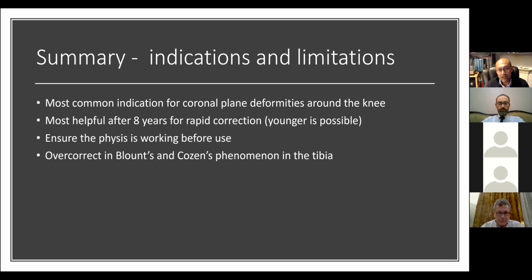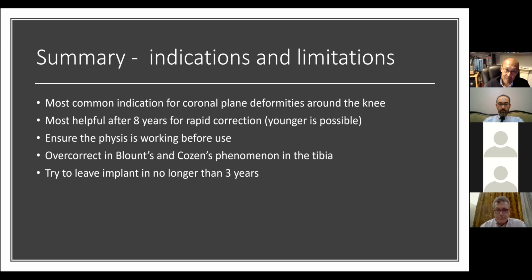And finally, there are 2 conditions you must remember to overcorrect, because it will be embarrassing if you get the mechanical axis in a perfect position in Blount's and in Cozen's phenomena, take the 8-plate or the staples out, and only to find that within 6 months the deformity rebounds and recurs. And also one other important point is to try to leave the implant in no longer than 3 years. And I've also mentioned about the rest period by taking 1 screw out from an 8-plate.